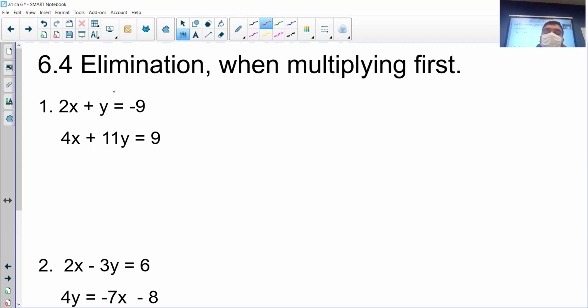So everyone start writing out this problem. 2x plus y equals -9. 4x plus 11y equals 9.